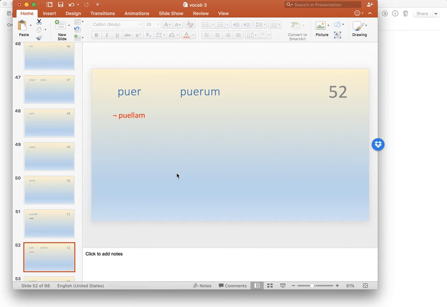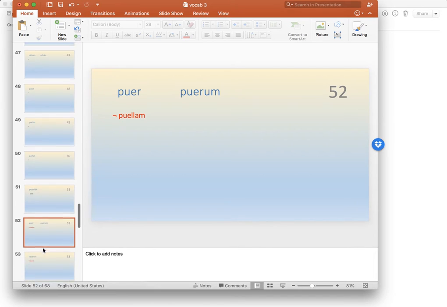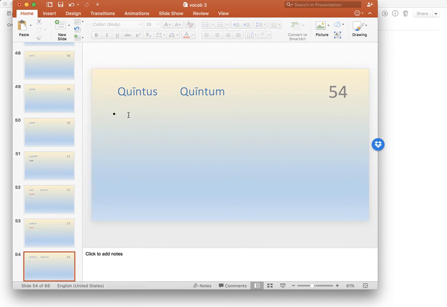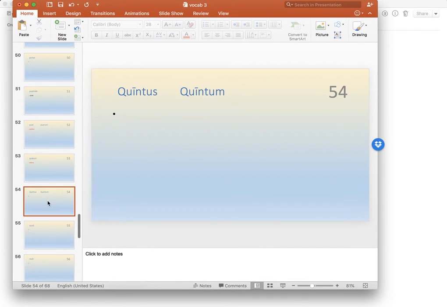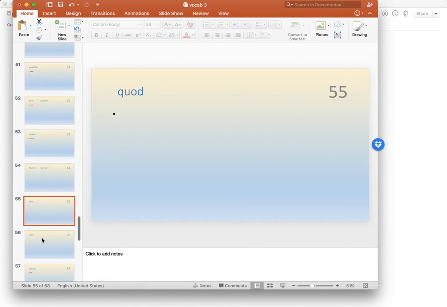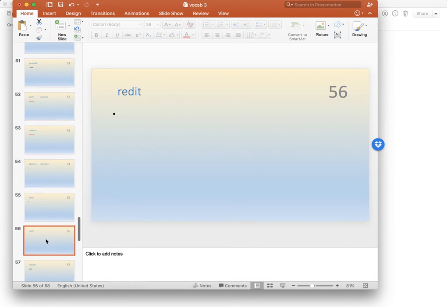Puerum, or puer, boy. Puellam is the opposite, girl. Quiescit, we just had, means rests. Laborat, the opposite, means works. Quintus, the praenomen, or the first name of the son, means the fifth, or we just call him Quintus. Quod, because. Reddit, goes back. Red means back, and it means goes.